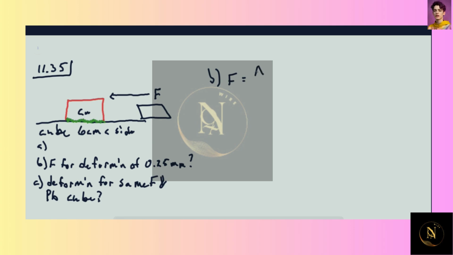So this is the area times the amount of deformation times the shear modulus divided by the height. So this works out to be 6.6 times 10 to the 5th newtons.